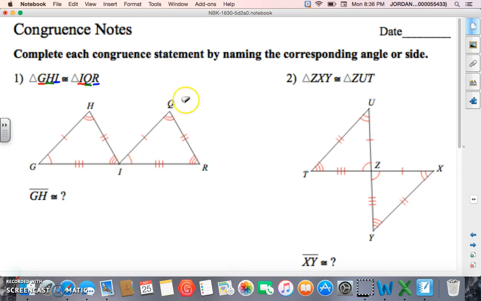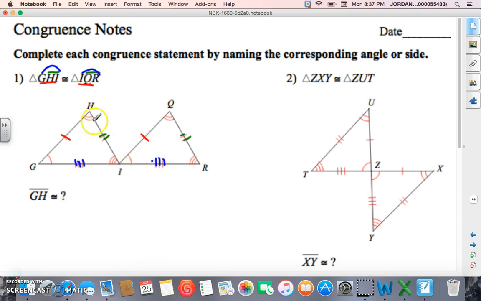Not only does that work with angles, it also works with lines, with the sides. So the side GH corresponds to the side IQ. You can see right here, GH has one line, IQ has one line. And then you've got the line HI and the line QR. HI has 2 marks, and QR has 2 marks. And then kind of using your imagination a little bit, GI and IR. So GI has 3 marks and IR has 3 marks.